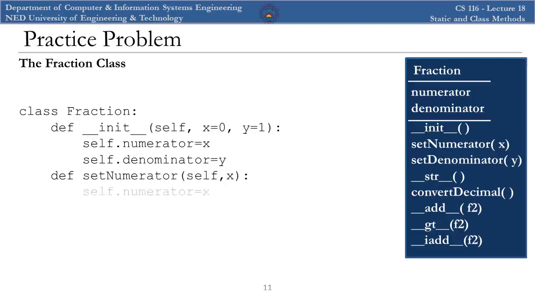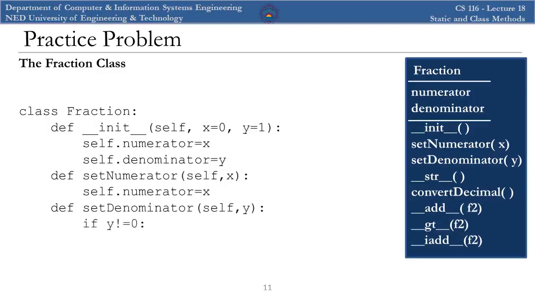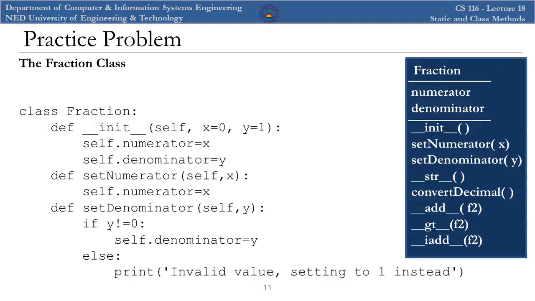Then we define the setter functions. This setter function is simple. And if you can recall, we put a check in the denominator's setter function, and that was that the user cannot pass a 0 value. So if the user passes a 0 value, then this error will be printed. Otherwise, whatever the user passes, we can assign to denominator.